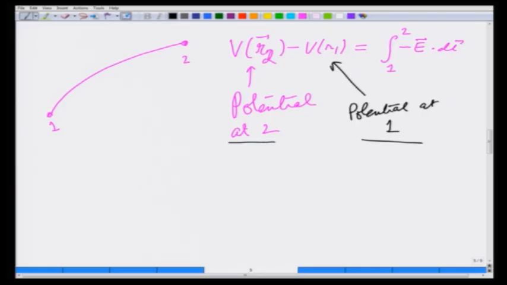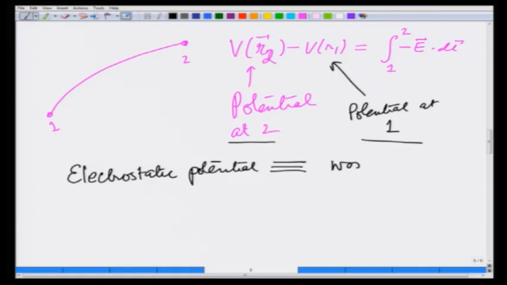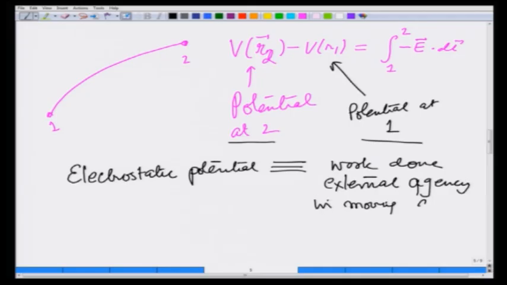All right. So, now what we have understood is that electrostatic potential is equivalent to work done, not by the electric field, by an external agency, in moving a unit charge in an electric field from point 1 to 2.